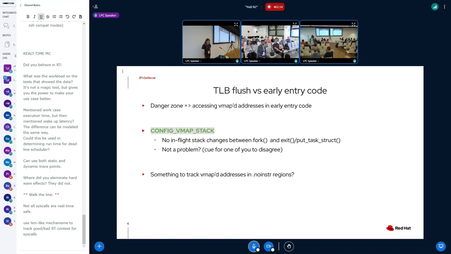One thing I'd like to get ideas on is, is there any way to generate a warning or figure out if in no instrumentation regions we are accessing vmapped addresses? Because then that would be the equivalent of, oh, I'm catching that, I'm accessing a static key.